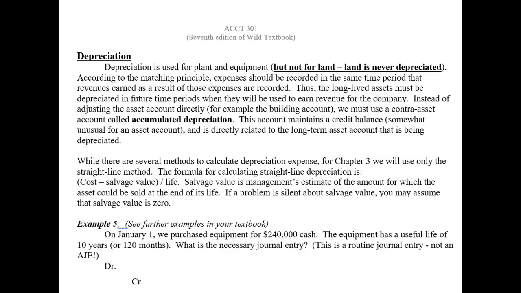Hi everybody. In the previous video, we wrote adjusting journal entries to adjust the balance in prepaid expenses and unearned revenue. We also wrote adjusting journal entries to accrue revenue that had been earned but not yet recorded, and to accrue expenses that had been incurred but not yet recorded. In this video, we'll discuss depreciation, calculate periodic depreciation expense, and write an adjusting journal entry to record depreciation expense.